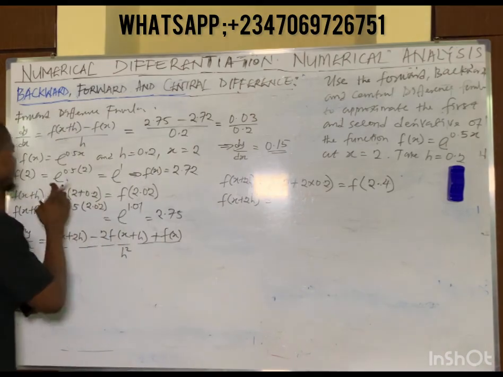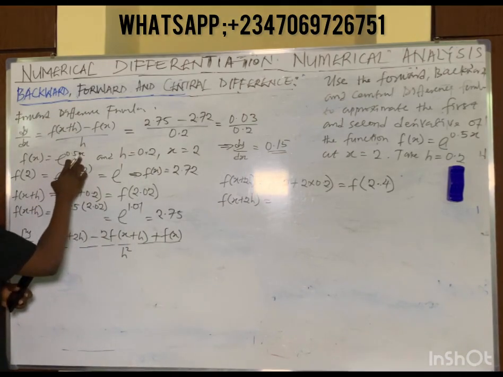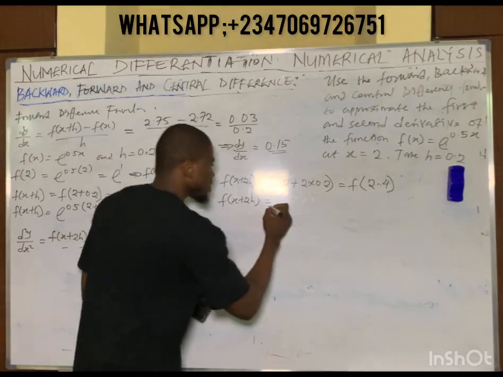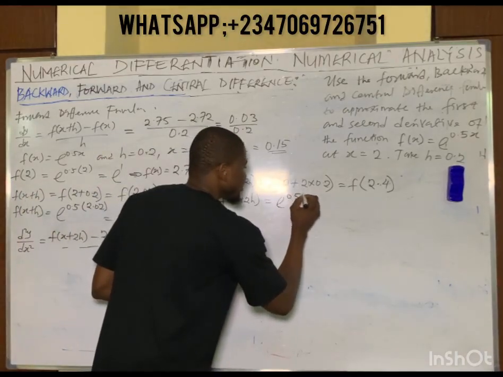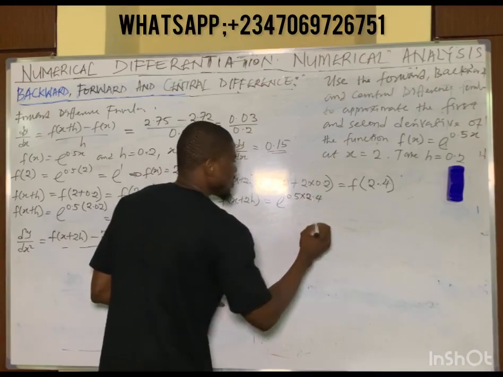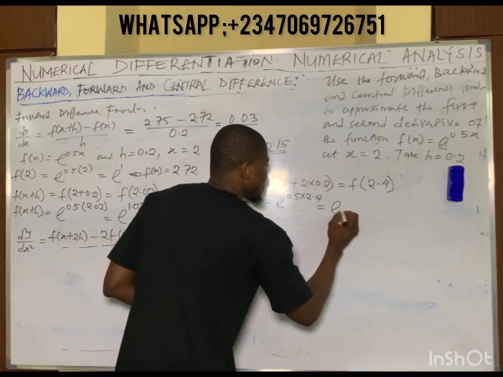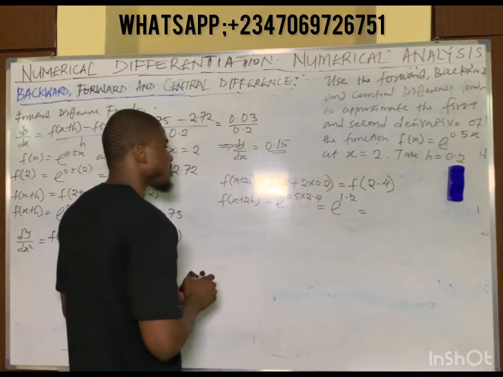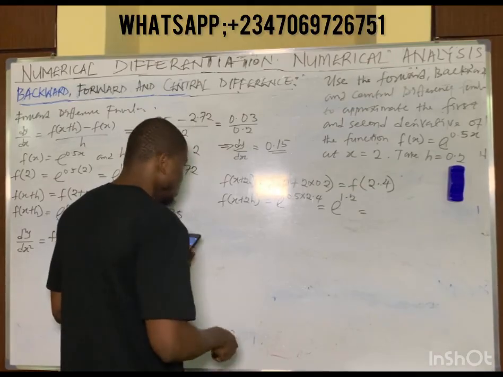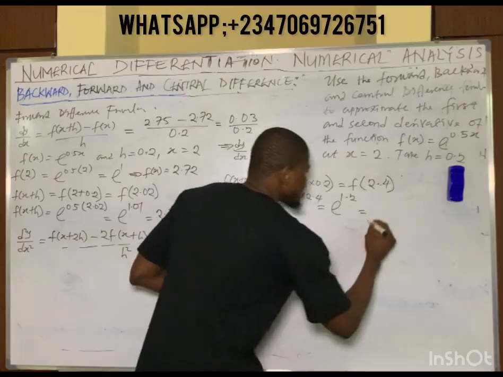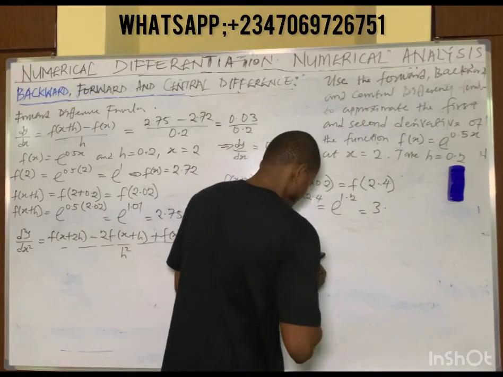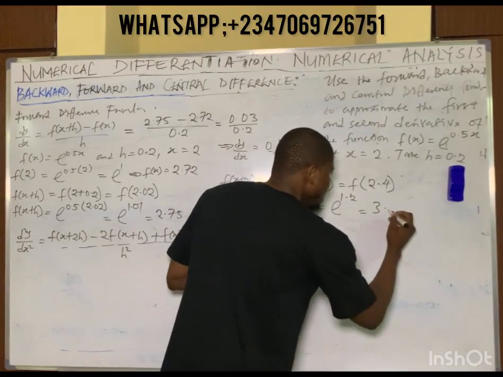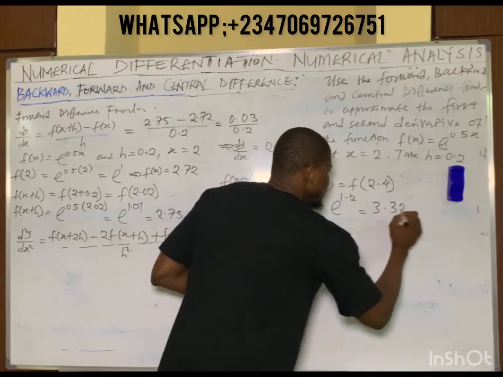Okay, so this means f of x plus 2h is now f of 2.4, and that simply means in the exponential function, in place of x here, simply multiply by 2.4. That becomes exponential 0.5 times 2.4. So this is going to be exponential 1.2. So let's find the value of exponential 1.2. Exponential 1.2 is approximately 3.32.